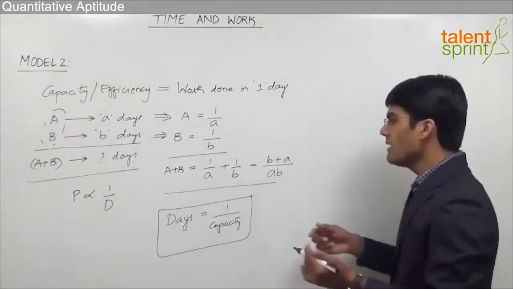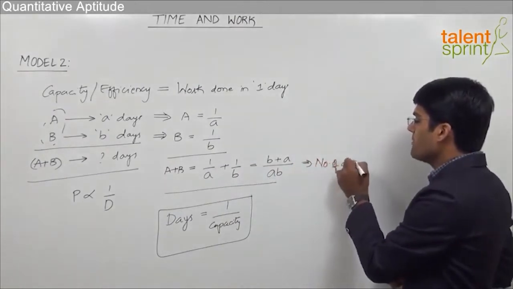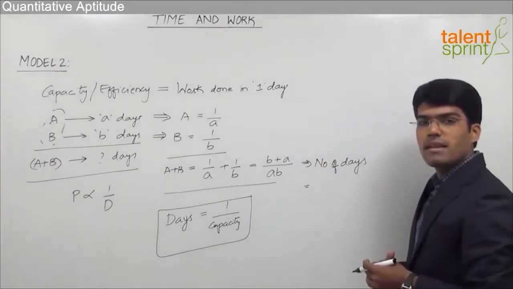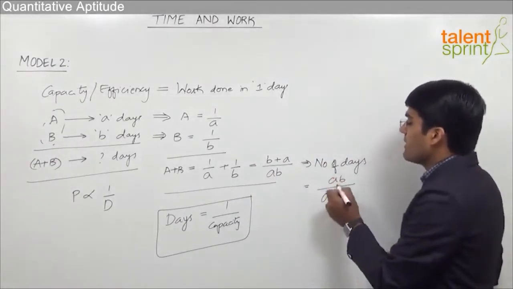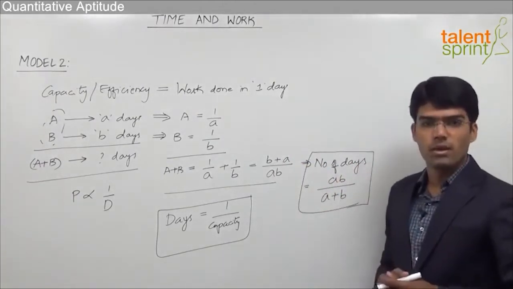So once we come to know that A and B together can finish (A plus B) by AB in 1 day, we can say that the number of days required when A and B work together should be equal to the reciprocal of (A plus B) by AB. That is nothing but AB by (A plus B). So this is the number of days required when two persons A and B work together.